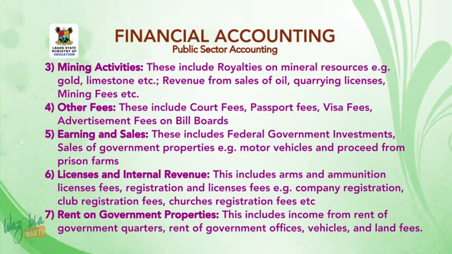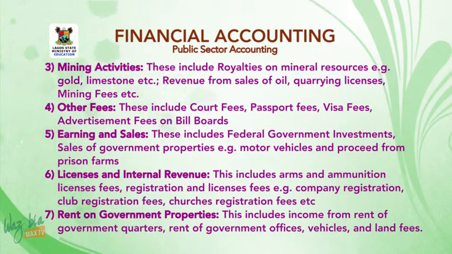3. Mining activities. These include royalties on mineral resources, e.g. gold, limestone, etc. Revenue from sales of oil, quarrying licenses, mining fees, etc. 4. Other fees. These include court fees, passport fees, visa fees, advertisement fees on billboards. 5. Earning and sales. These include federal government investments, sales of government properties, e.g. motor vehicles, and proceeds from prison farms.